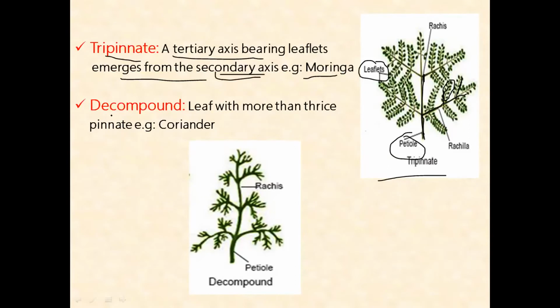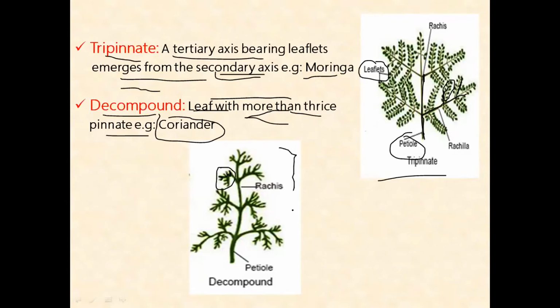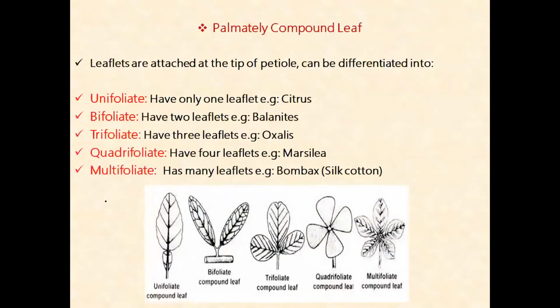The last one is decompound. In decompound type, the leaf is pinnate more than thrice. So here the leaf will be pinnate more than thrice. For example, it occurs in coriander. So you can see here, this is the leaf of coriander. So it is 1, 2, 3, 4. So it is more than thrice pinnate. So this is known as decompound leaf. So these are different types of leaves.